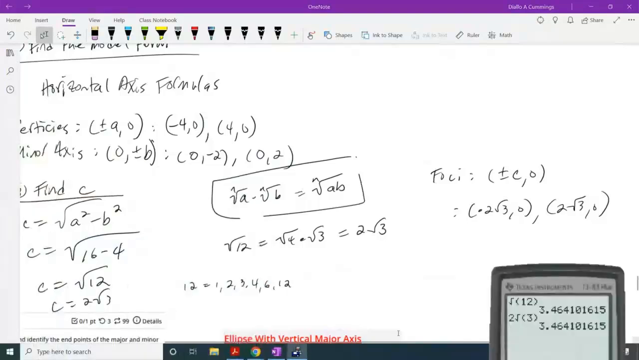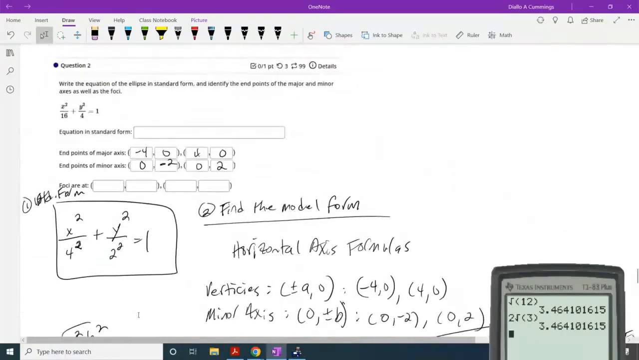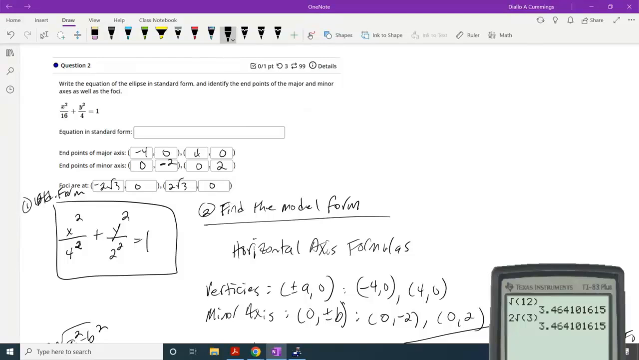And I'm going to bring this back over. All right, so -2 square root of 3 comma 0 and 2 square root of 3 comma 0. Any questions about number 2? I mean, pretty straightforward. Once you locate the model form, take a couple of square roots, maybe find C if you have to find a foci.